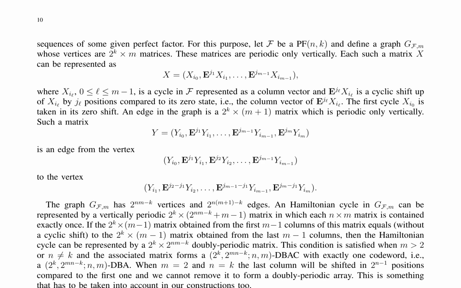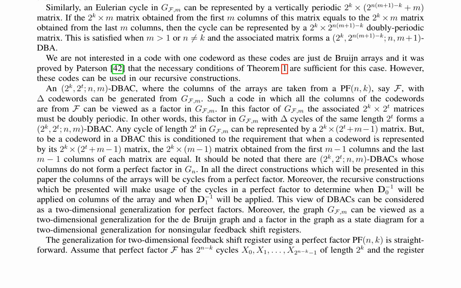Similarly, an Eulerian cycle in G_F,m can be represented by a vertically periodic 2^k times (2^(n(m+1)k)+m) matrix, and if the first m columns equal the last m columns, the cycle can be represented by a doubly periodic matrix, forming a (2^k, 2^(n(m+1)k), n, m+1) dBA. The authors are not interested in codes with one code word, as these are just de Bruijn arrays, but these codes can be used in recursive constructions.